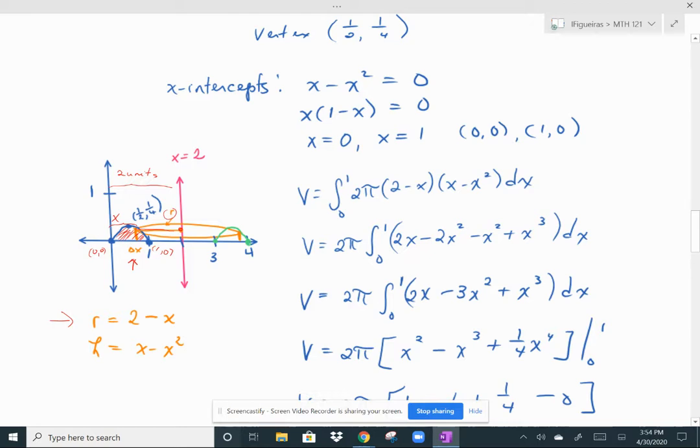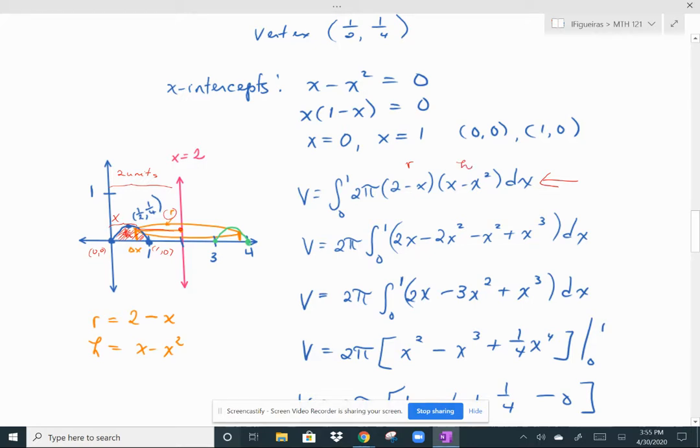Now I have to figure out the height. Well, the height is this right here. That's just the distance from the x-axis to any point on the curve, and that is your parabola, x minus x squared. Now that we know our radius and our height, we substitute them into the formula, 2 pi r h. That's what you see here. My integral is going from 0 to 1, based on your points of intersection. This is your r, and this is your h.